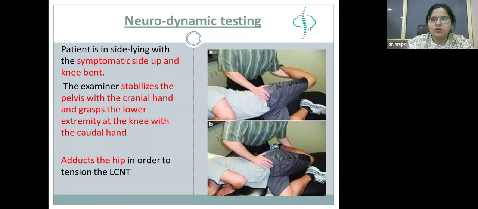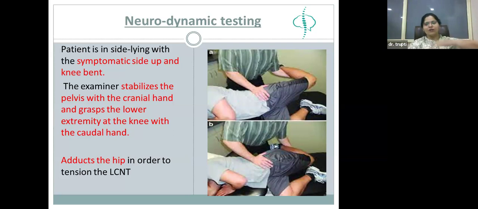The second one is the neurodynamic test. For the neurodynamic test, we are going to irritate the nerve, and if the symptoms appear, that means the test is positive. In this, we ask the patient to lie in the side lying position with the symptomatic side up and knee bent. Then the examiner will stabilize the pelvis with the cranial hand, hold the knee in the caudal hand, and abduct the hip. If the patient complains of symptoms, the test is positive.